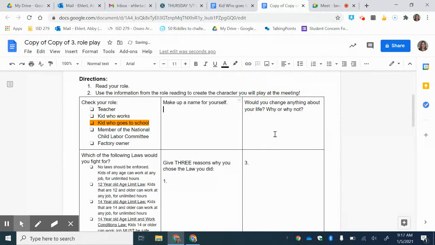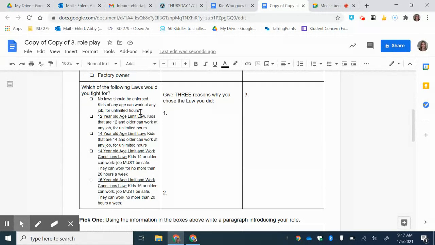And then it says make up a name for yourself. So for this role play, everybody gets to make up a name. It says, would you change anything about your life? Why or why not? So say yes or no and tell us why or why not. And then it says, which of the following laws would you fight for? So you're picking one based on what you read in your role reading.